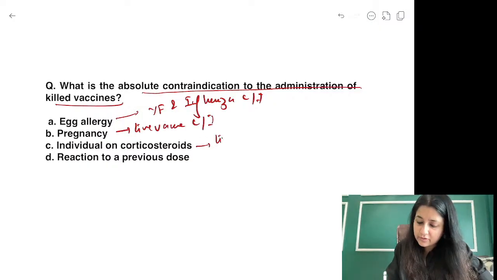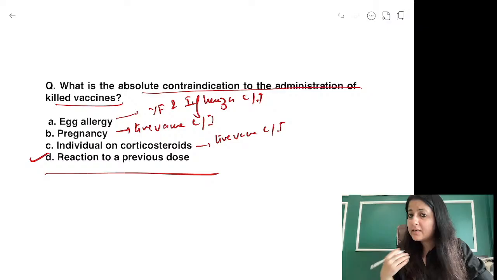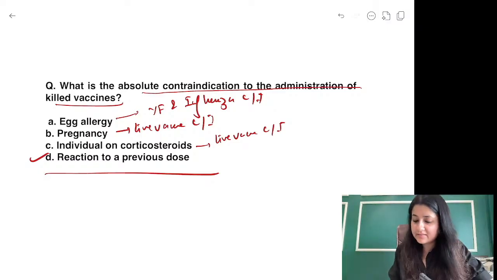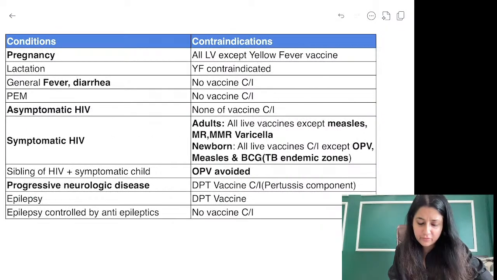Individual on corticosteroid, live vaccine contraindicated. Only one is reaction to previous dose, or of course very high fever, disease of unknown origin. It's better to withhold all the vaccines. ठीक है, so just made it out of blue that let me ask what is the contraindication of killed vaccine, which all of you have got it correct.